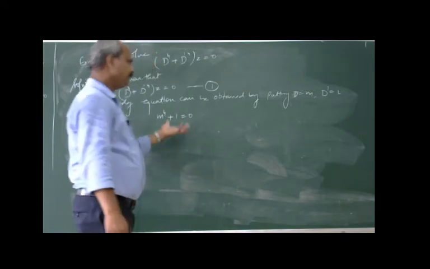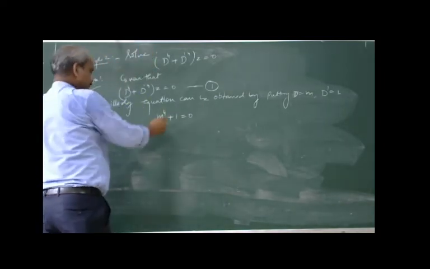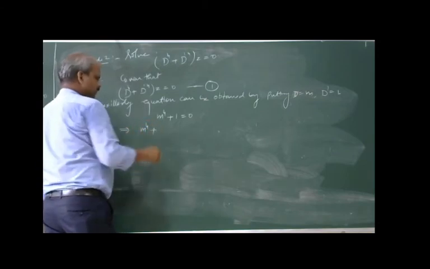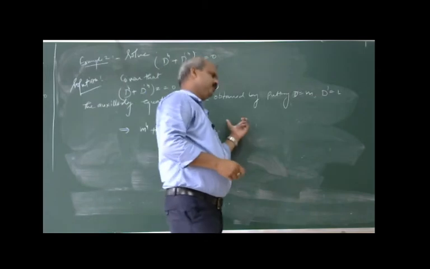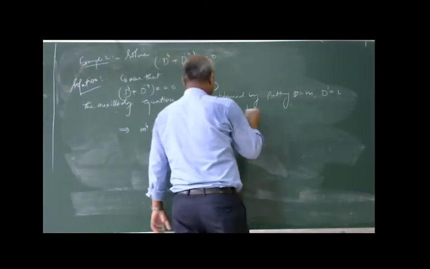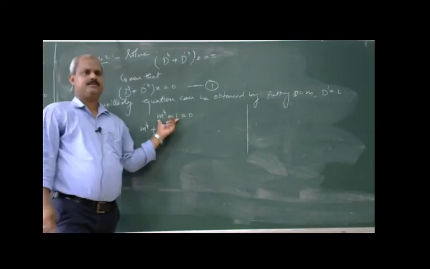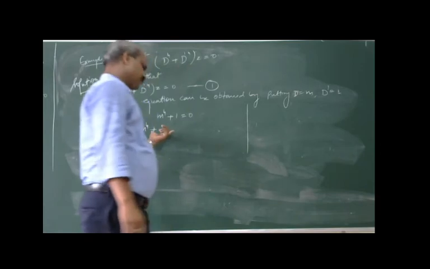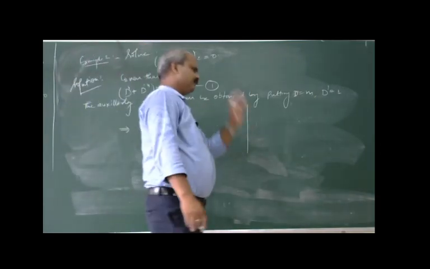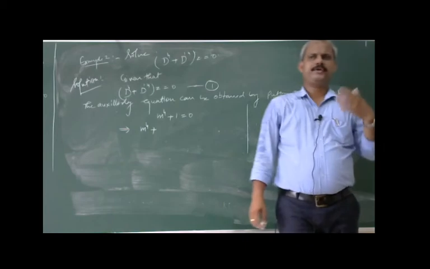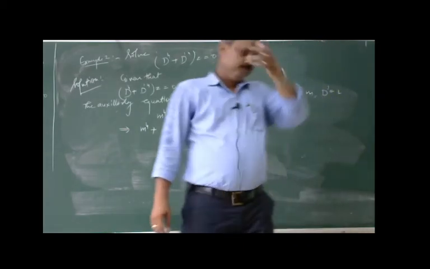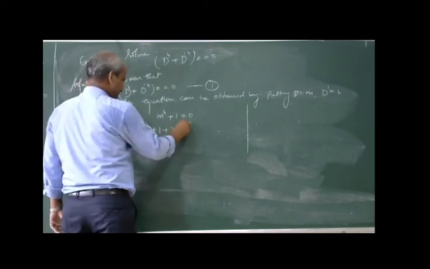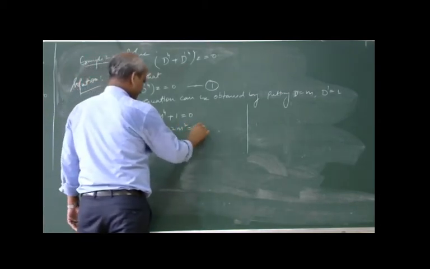So what to do? There are many methods to solve it. By using complex variables we can solve it, and by using algebra, factorization, we can solve it. Whatever method you want, you can use. Here, for m to the power 4, I am going to tell you the simplest method.